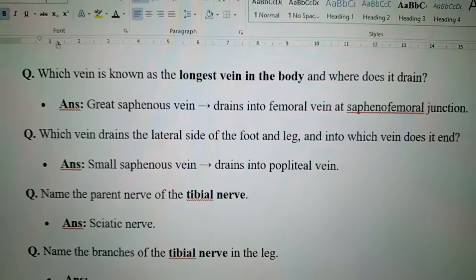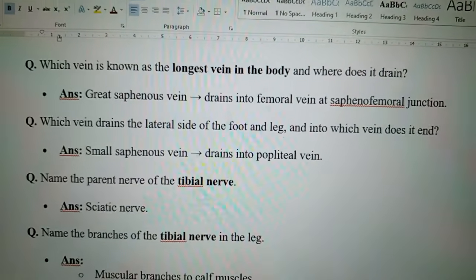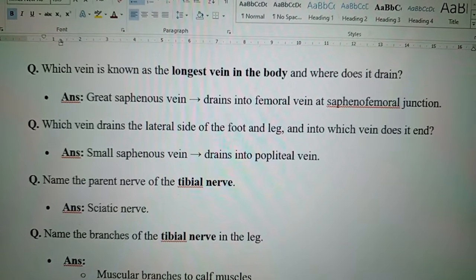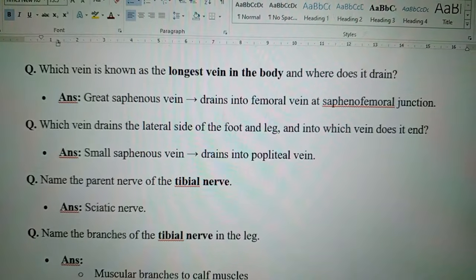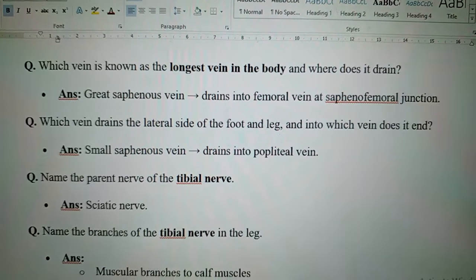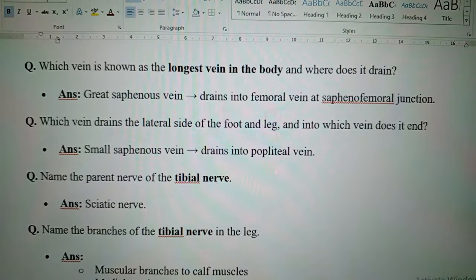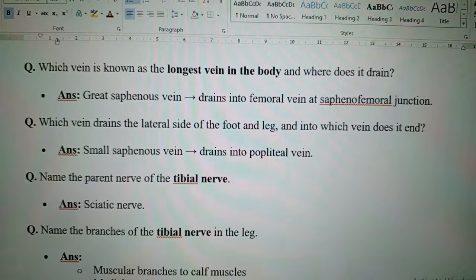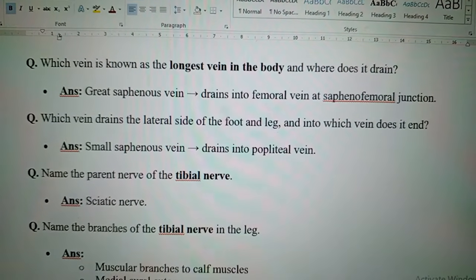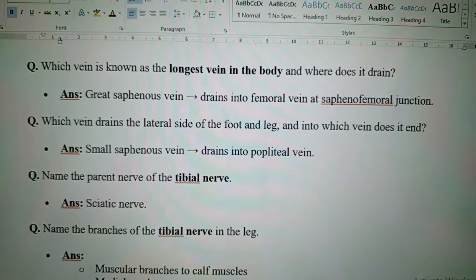Which vein is known as the longest vein in the body, and where does it drain? It is the great saphenous vein. It drains into the femoral vein at the saphenofemoral junction. Which vein drains the lateral side of the foot and the leg, and into which vein does it end? Small saphenous vein, which drains into the popliteal vein.